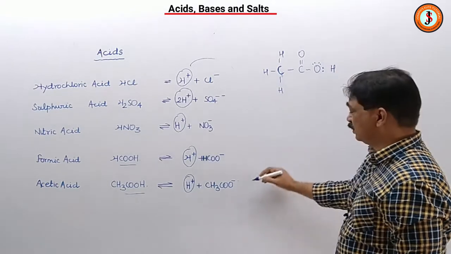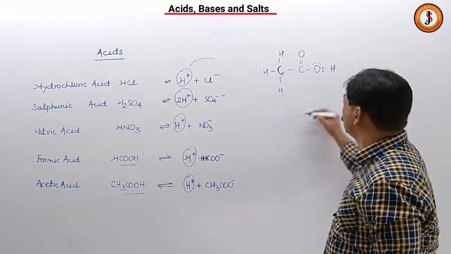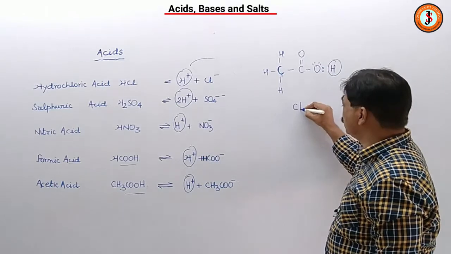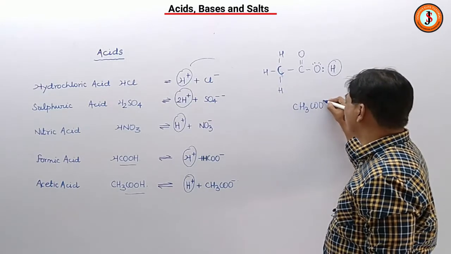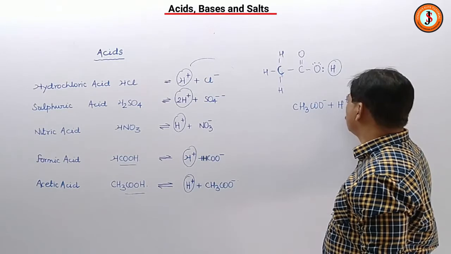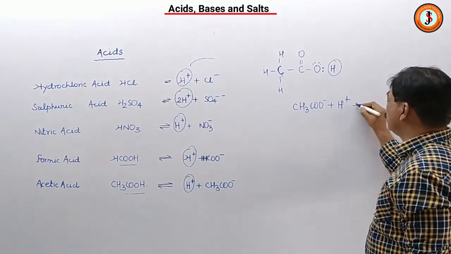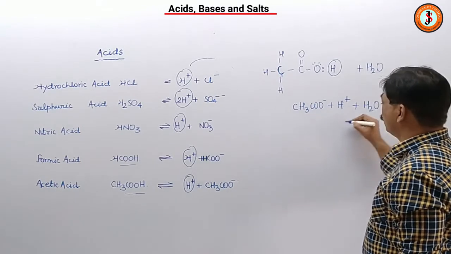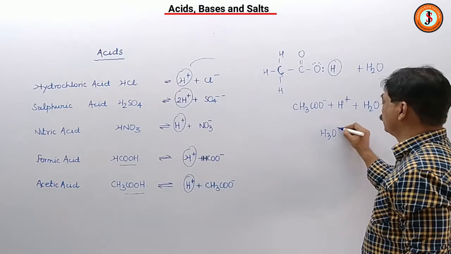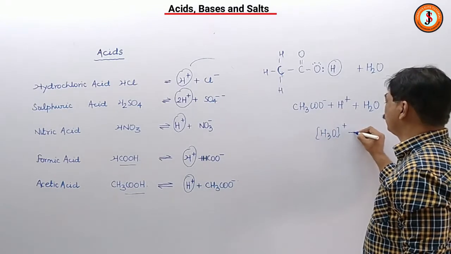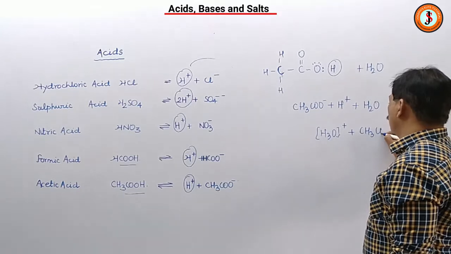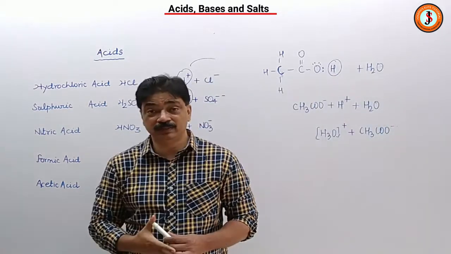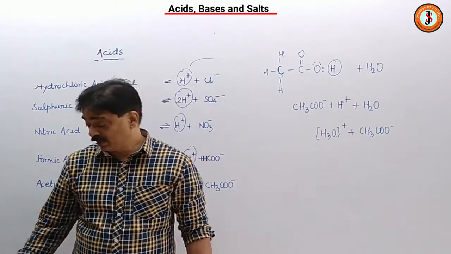will be replaced. So see what I have written, CH3COOH. This is the replaceable hydrogen. So when it breaks, it gives CH3COO minus plus H plus, which when in water, suppose I add water over here, will produce the hydronium ion, H3O plus, and CH3COO minus.